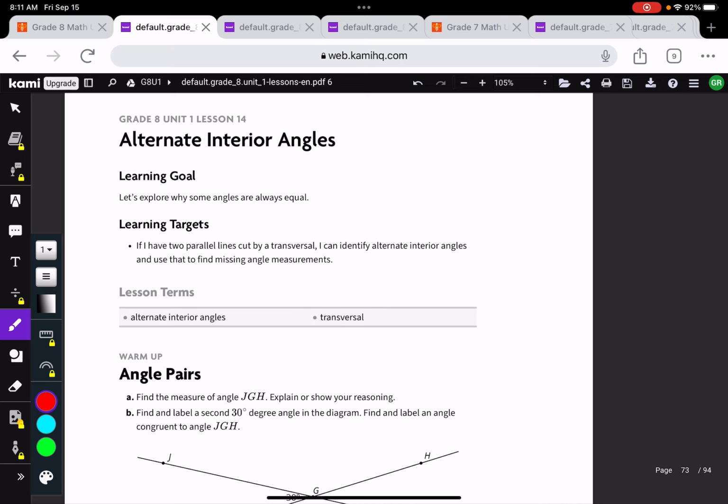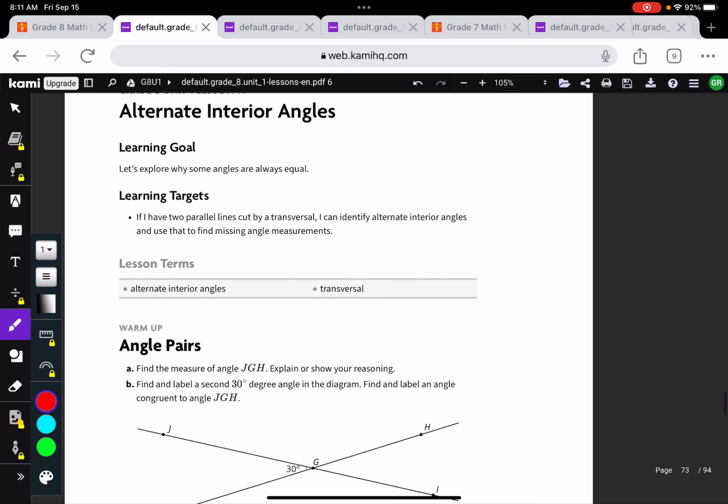We're going to do grade 8, unit 1, lesson 14 today. Very important lesson. Some of you are going to see it many times throughout high school too. It's called alternate interior angles. The learning goal: let's explore why some angles are always equal. The learning target is if I have two parallel lines cut by a transversal, I can identify alternate interior angles and use that to find missing angle measurements. So there's a fancy word there, transversal, and a fancy statement called alternate interior angles.